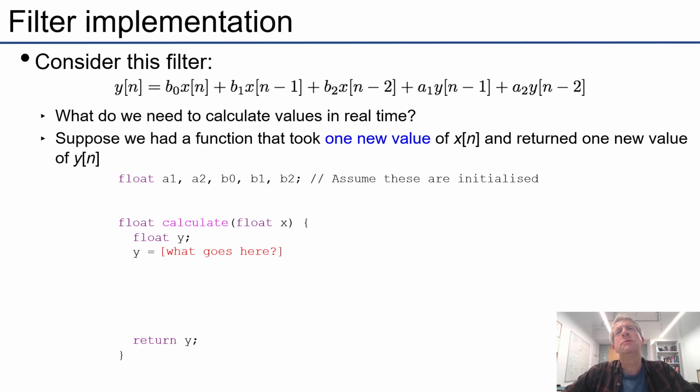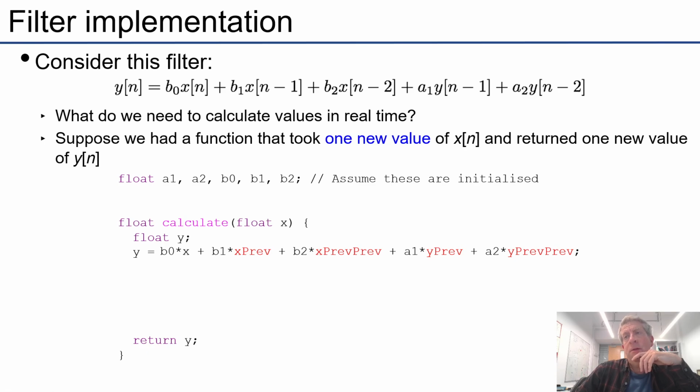What do we need to calculate this? Well, one approach could be that we have a function that takes one new value of x of n and returns one new value of y of n. So like this, we keep a1, a2, we keep these coefficients, maybe they are initialized somewhere. We have a function that has some output y. How do we make y dependent on the input x? Well, it comes straight from implementing that equation, explicitly the way it looks.